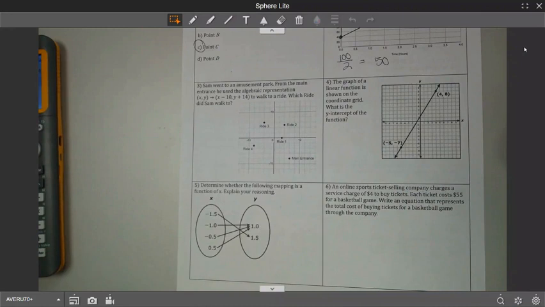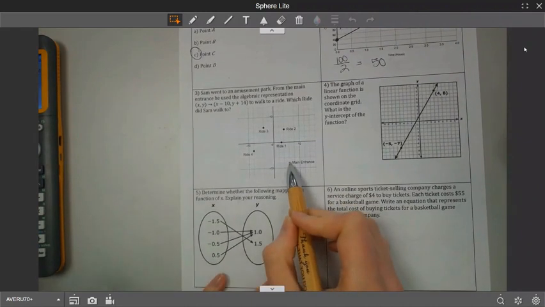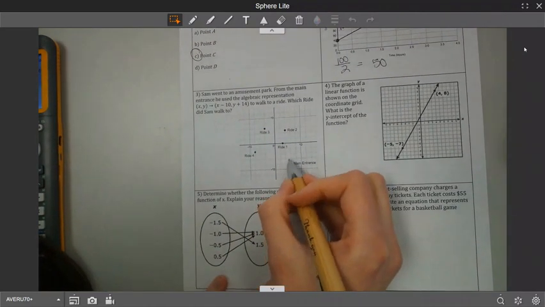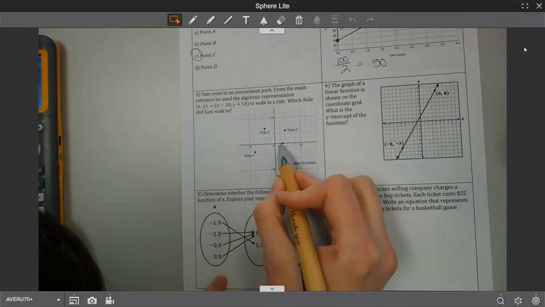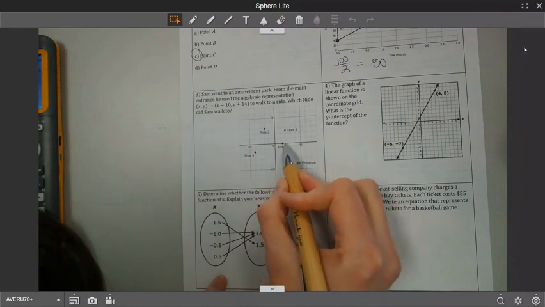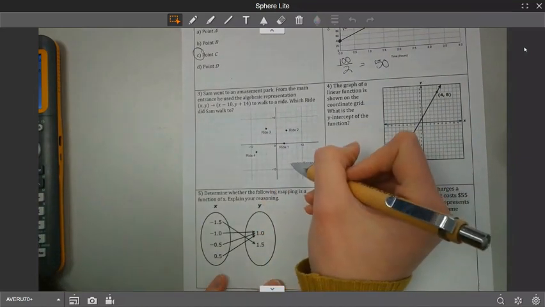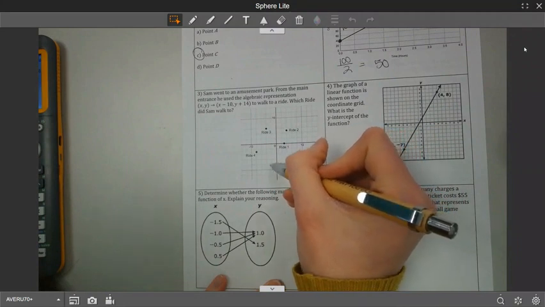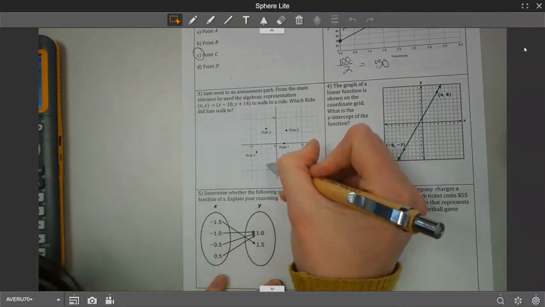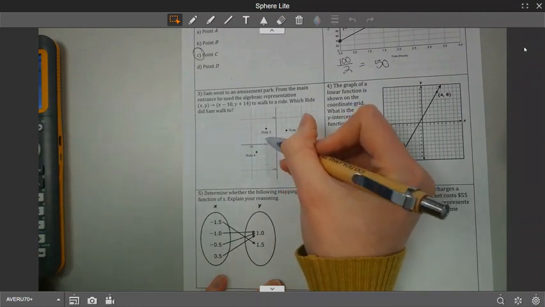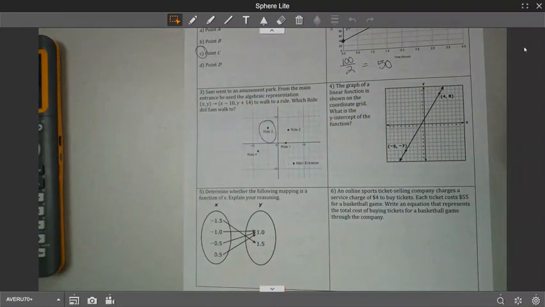Sam went to an amusement park. From the main entrance, he used the algebraic representation (x, y) → (x minus 10, y plus 14) to walk to a ride. Which ride did Sam walk to? Okay, so main entrance is down here. So x minus 10, well, the negatives are left, so I'm going to go 10 left. But if I look at the scale here, this is counting by 2s. To go from 0 to 10, I'd be 2, 4, 6, 8, 10. So I'm going to count 5 squares because I'm counting by 2s. And then plus 14 for the y, so I'm going to go up by 2. So 2, 4, 6, 8, 10, 12, 14. He walked to ride 3.